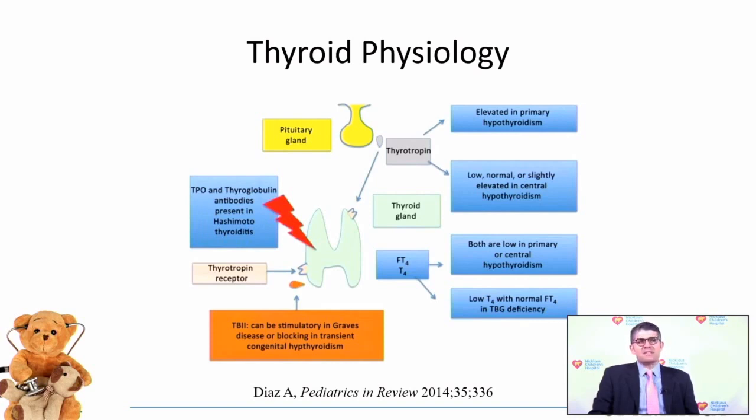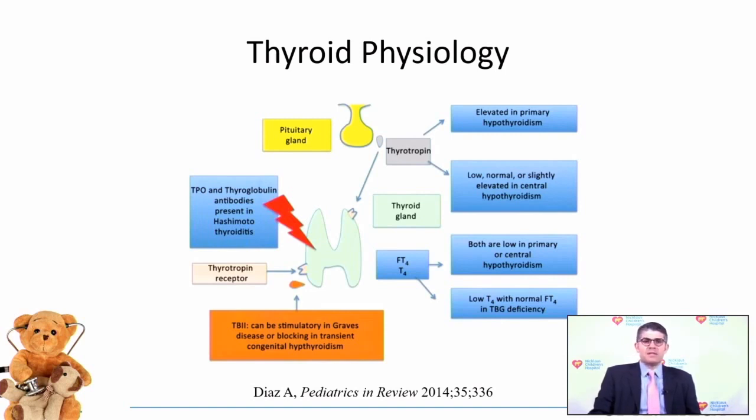Or if you have a stimulation of the receptor for TSH due to antibodies that stimulate, because you also have blocking antibodies, then you have increased production of T4, T3, and decrease of TSH levels.